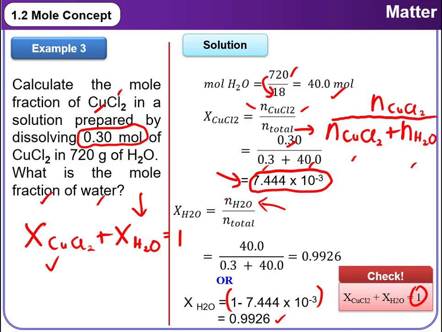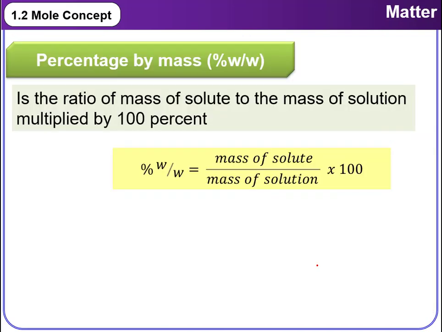Or you can insert, okay, the same goes for finding the mole fraction of water, where you have to consider the mole of water. Then here you have to insert N copper chloride plus N of the water itself. Okay, 40, 0.3 is given in the question, so it will be the same answer.